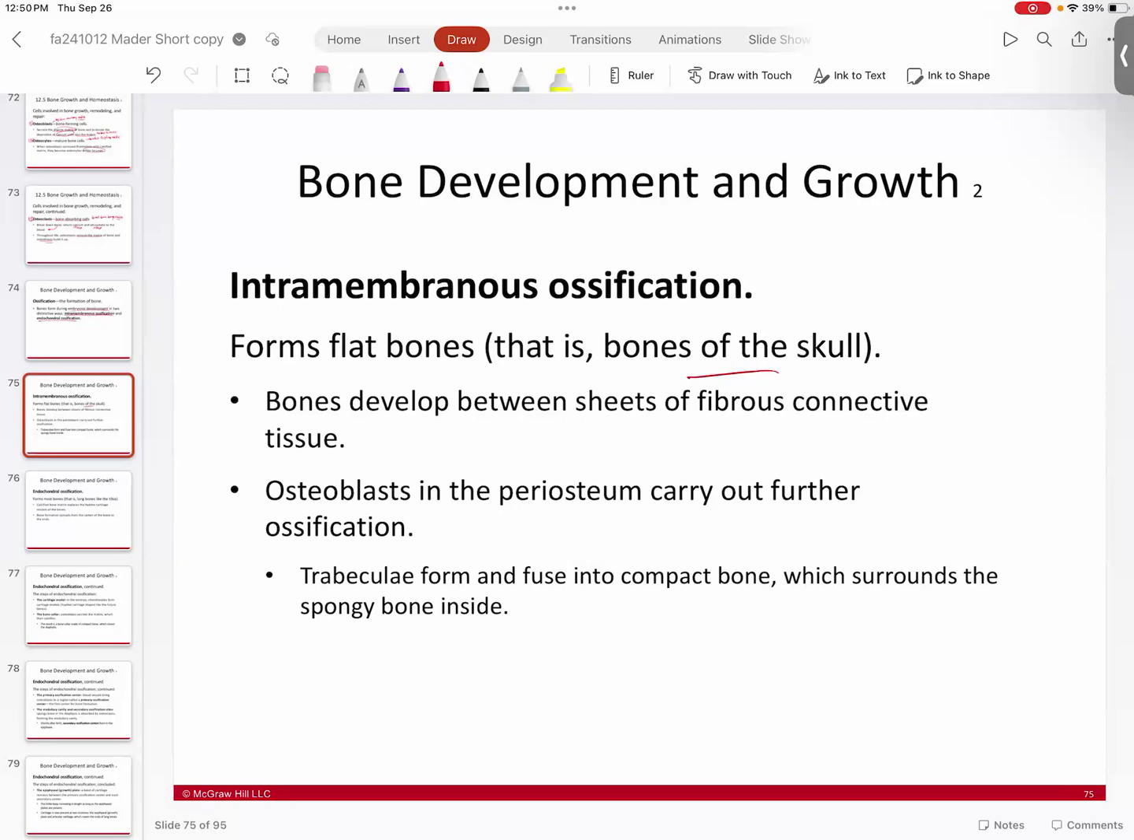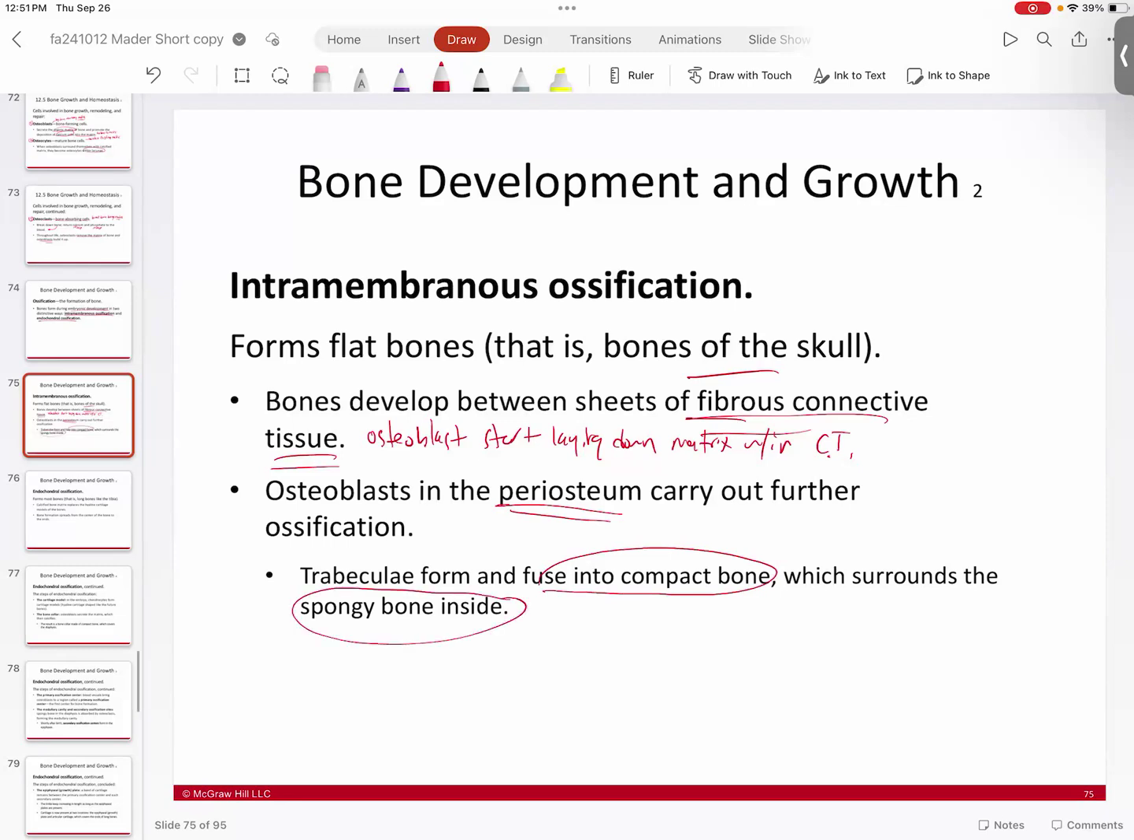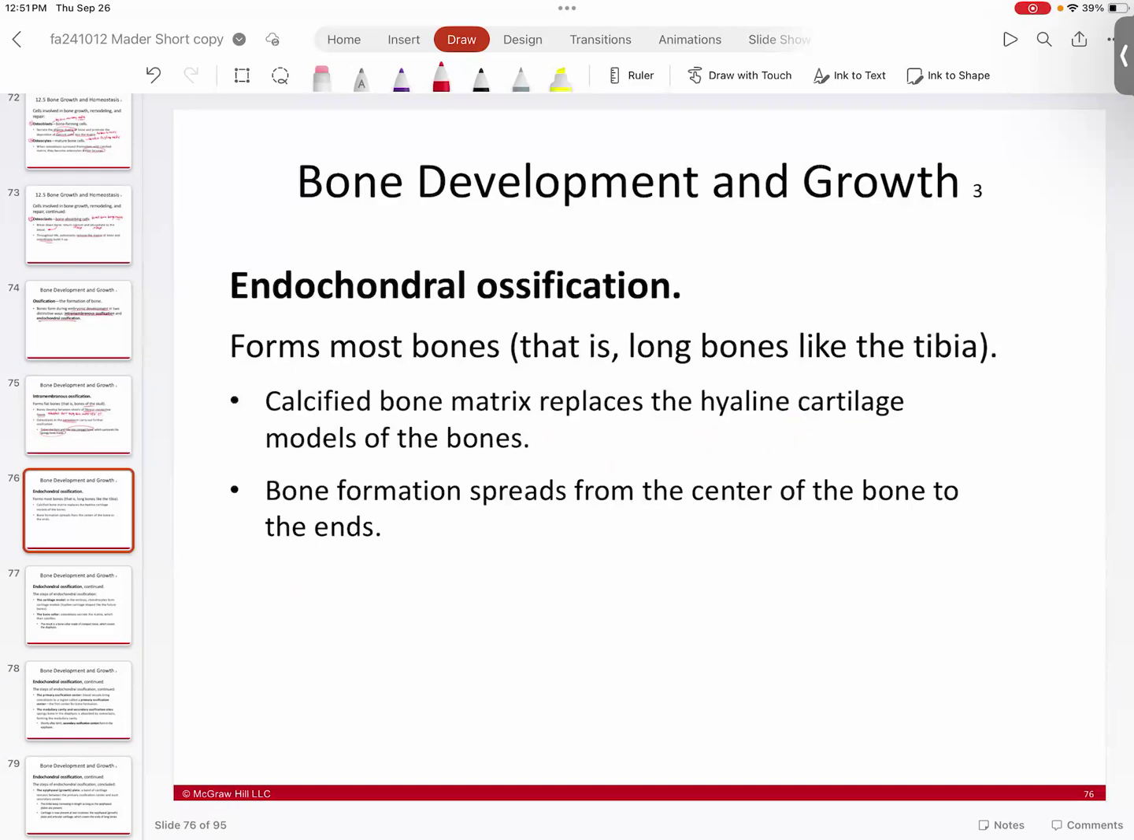These bones will develop between sheets of fibrous connective tissue. The osteoblasts start laying down matrix within the connective tissue. Then they also carry out further ossification from the periosteum, because there are osteoblasts in that lining on the outside of the bone. Then the trabeculae form, and they fuse into compact bone, which surrounds the spongy bone inside. So you just start making bone right where you are inside the connective tissue.